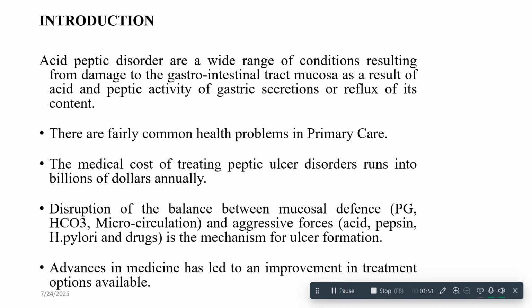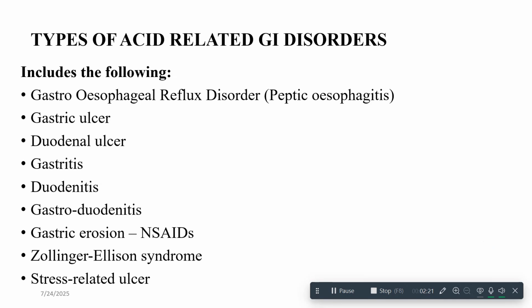The medical cost of treating peptic ulcer disorders runs into billions of dollars annually, and this is caused by disruption of the balance between the mucosal defense, that is the defense covered by prostaglandins, bicarbonate and microcirculation, and the aggressive forces, which are the acid, pepsin, H. pylori bacteria, and drugs. This is the mechanism by which an ulcer is formed. Advances in medicine have led to an improvement in treatment, and there are various treatment options available.